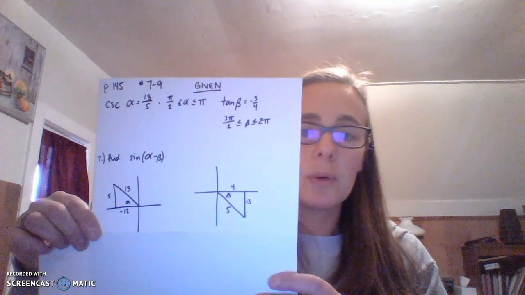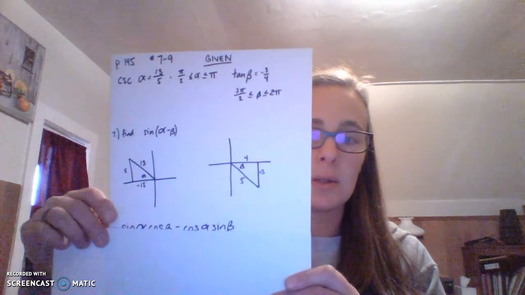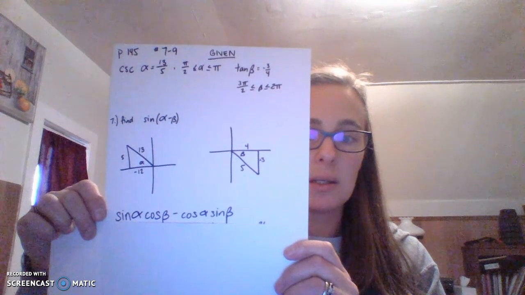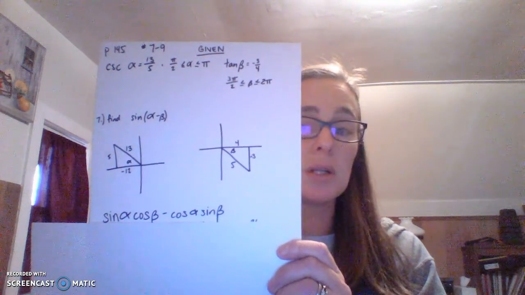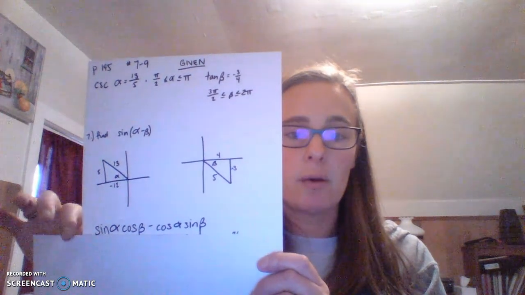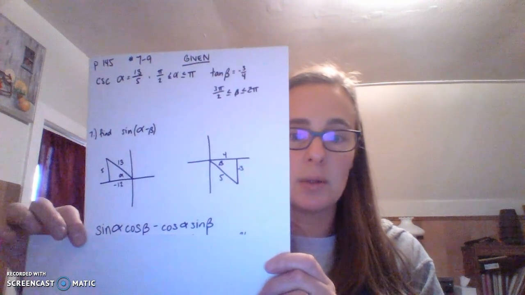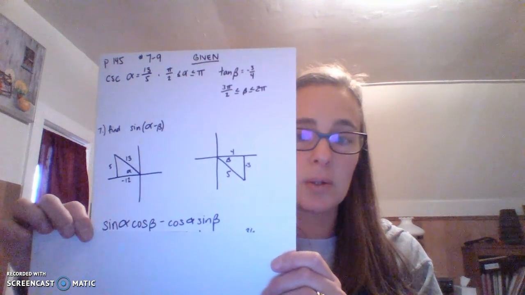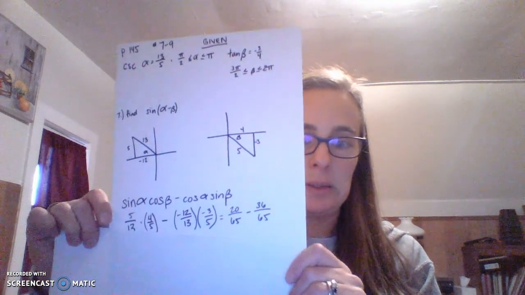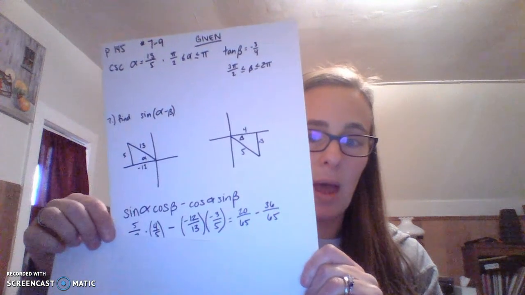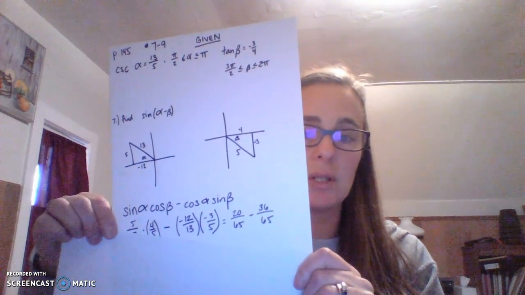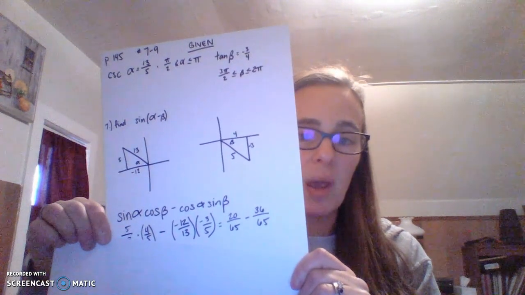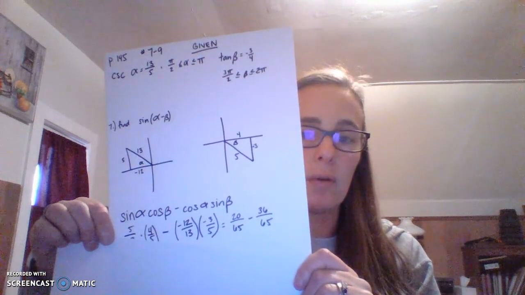Remember, we're going to use our difference formula for sine. That means sine alpha cosine beta minus cosine alpha sine beta. At this point, we just plug and chug. Sine of alpha, opposite over hypotenuse, is 5 over 13, times the cosine of beta, adjacent over hypotenuse, 4 over 5, minus cosine of alpha. Be careful here, we've got some negatives. Cosine of alpha, adjacent over hypotenuse, is negative 12 over 13, times sine of beta, negative 3 over 5.